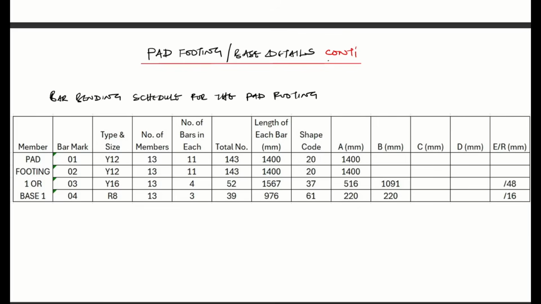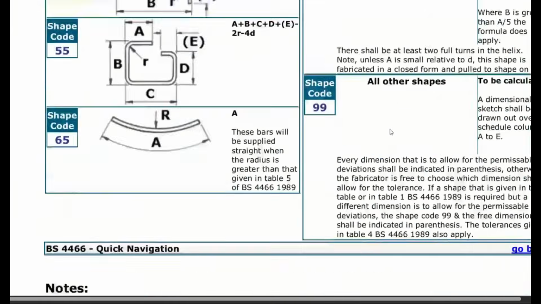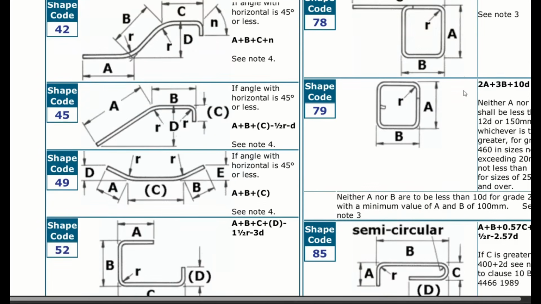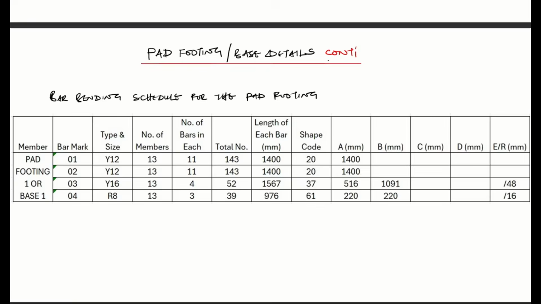Let me go back here. The formula has been given. Let me go back to shape code 79. The formula has been given here. So the instance is just on you, whereby you replace here, it's going to be 2 multiplied by 200 plus 3 multiplied by 200 plus 10. Then the diameter here, it's the diameter of the rebar that you're dealing with, which is just 8. So you're going to say 10 multiplied by 8 plus 3 multiplied by 200 plus 2 multiplied by 200. That's what you're going to do.